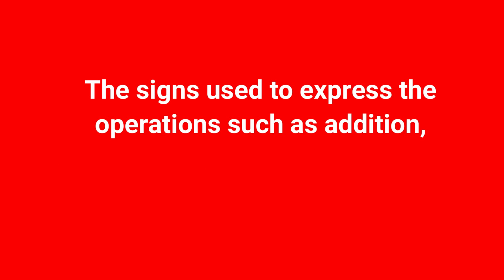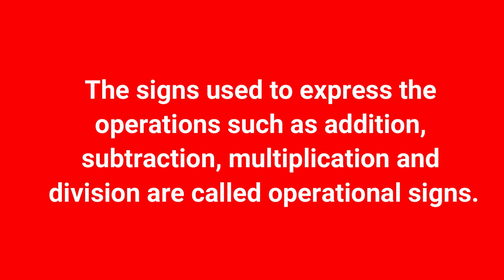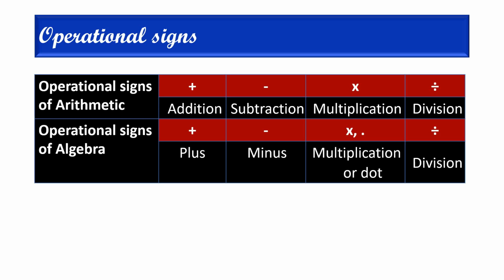Operational signs. The signs used to express the operations such as addition, subtraction, multiplication, and division are called operational signs. The table shows operational signs of arithmetic and operational signs of algebra. See the operational signs of arithmetic for addition, subtraction, multiplication, and division. See the operational signs of algebra: plus, minus, multiplication, or dot, and division.